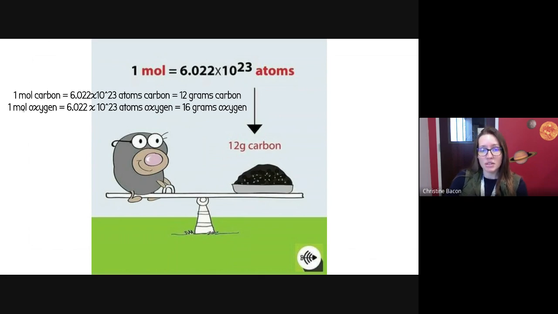Another example would be oxygen. 1 mole of oxygen equals 6.02 times 10 to the 23rd atoms of oxygen, or 602 hexillion atoms, which is equal to 16 grams of oxygen. So 16 is the atomic mass of oxygen, which we can also apply to its molar mass. Right, so et cetera, et cetera.